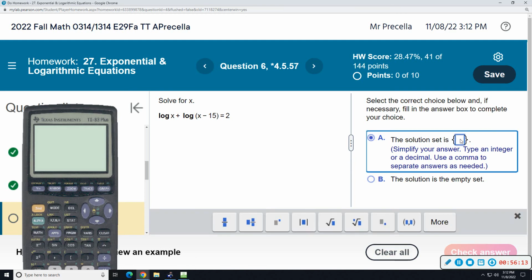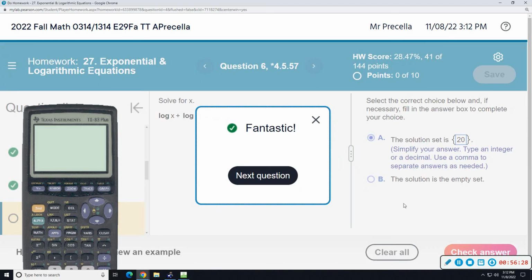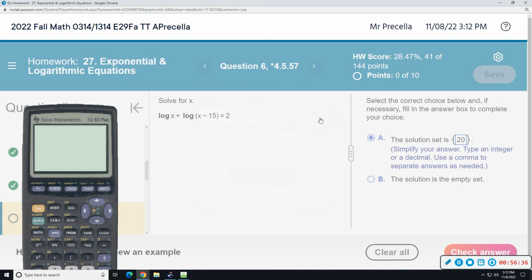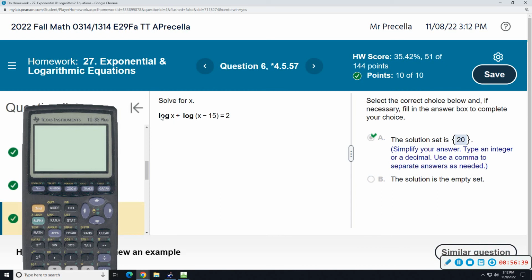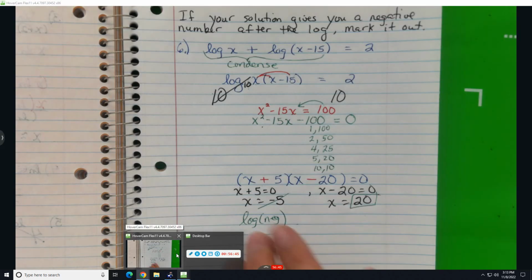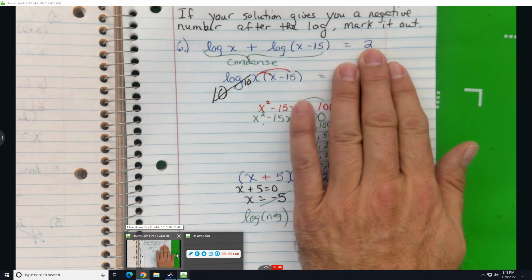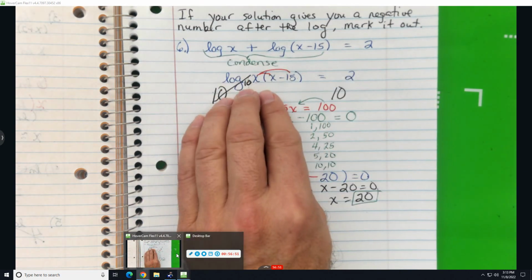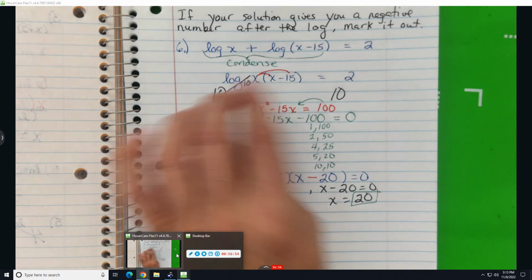Now, if we had gotten 2 negative answers, then you would have had to say, okay, the solution is the empty set. But we didn't get 2 negatives. Any questions? So, if we have 2 logarithms on the left and a number on the right, you know what to do. Condense it down to just one logarithm and then cancel out that logarithm.